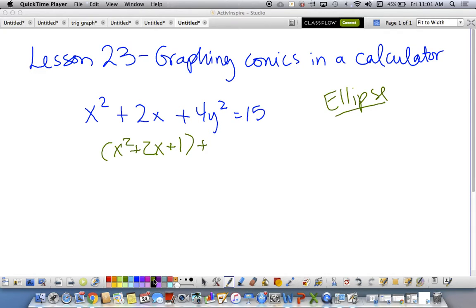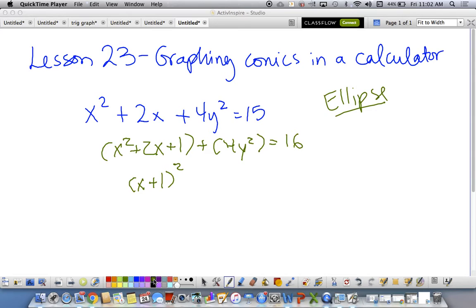Maybe plus, right? Right? Yes. Are we good? Can you do that? Justin did that pretty quick. That completing the square. Alright. Now when you break it apart, do you need to do something with that 4 with the 4y squared?